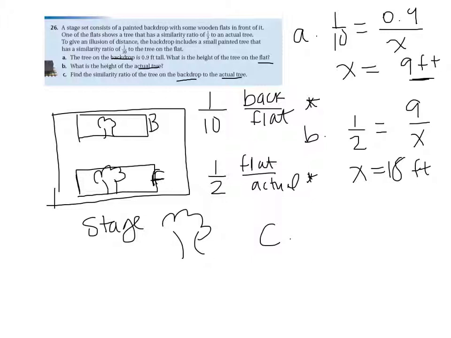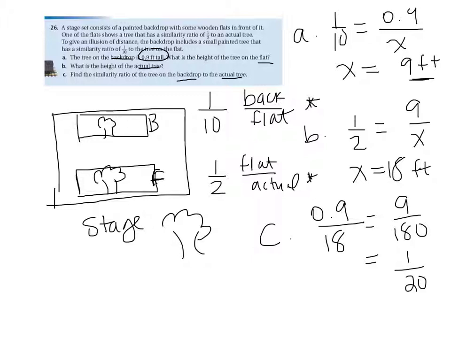And then part C is saying, what's the similarity ratio of the tree on the backdrop to actual? Well, the backdrop tree was given to me in the problem here as 0.9. I'm writing just a simple ratio here. And then the actual tree I calculated was 18. Well, I want to turn that into a usable fraction. So if I multiply the top and bottom by 10, when I multiply the top by 10, that moves the decimal over. And then when I multiply 18 by 10, I get 180. And then when I reduce that down, that gives me 1 over 20.